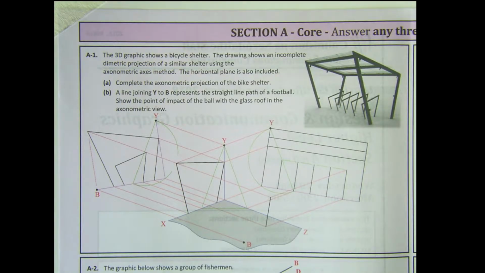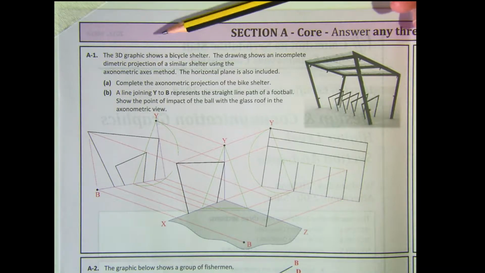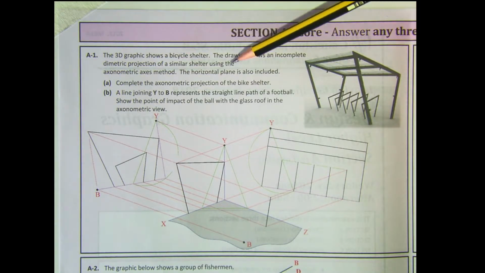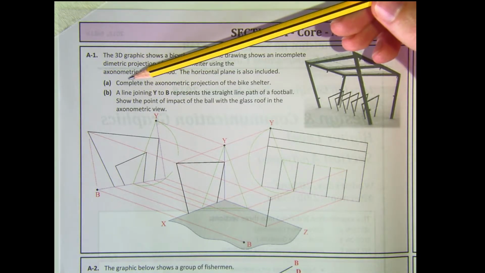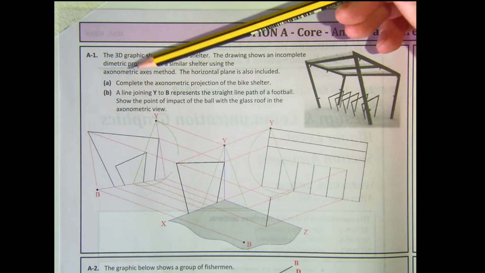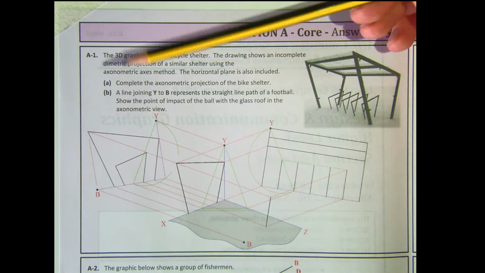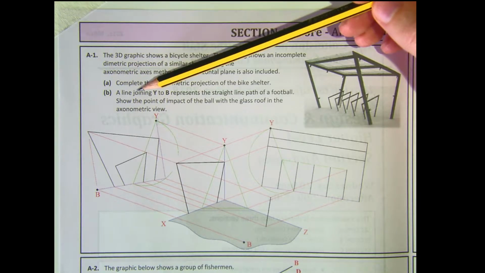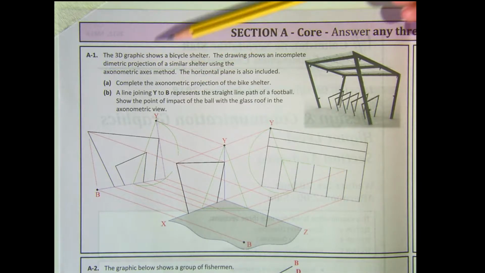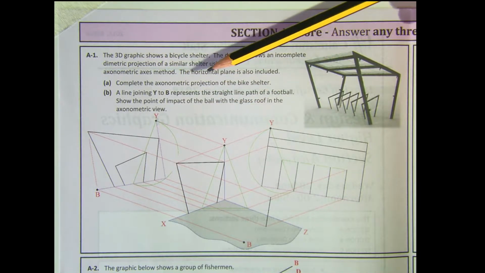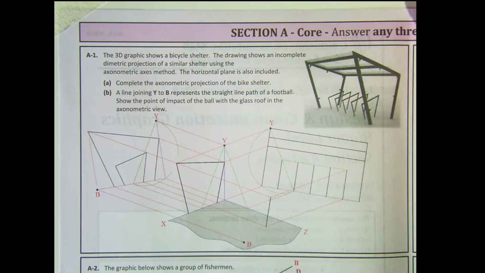Okay, first question is an axonometric projection question. The 3D graphic shows a bicycle shelter. The drawing shows an incomplete diametric projection of a similar shelter using the axonometric axis method. The horizontal plane is also included. Part A is: complete the axonometric projection of the bike shelter, and part B is: a line joining Y to B represents a straight line path of a football. Show the point of impact of the ball with the glass roof in the axonometric view.